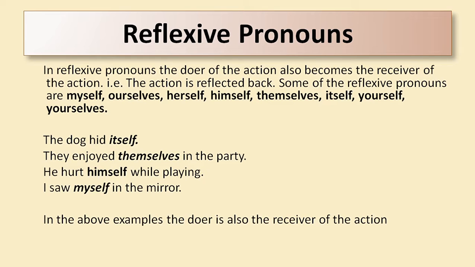It has hidden itself. They enjoyed themselves in the party. They are enjoying, and at the outcome, they are getting back the enjoyment. He hurt himself while playing. I saw myself in the mirror. In the above example, the doer is also the receiver of the action.